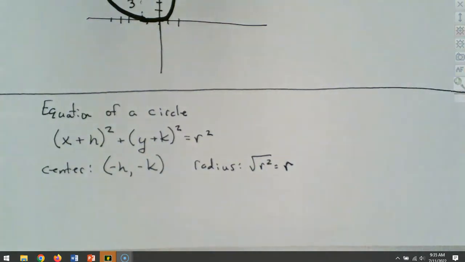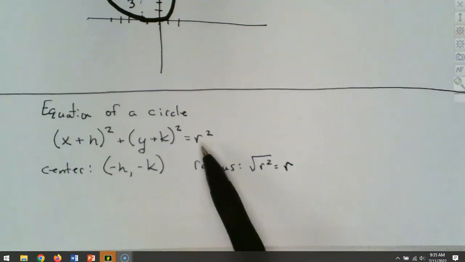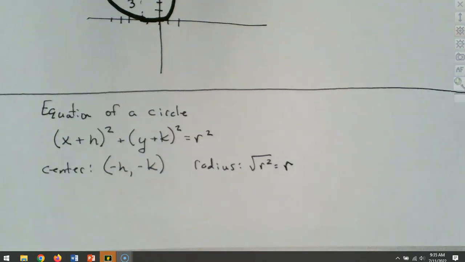So what we need to do when we look at these equations is we got to remember we switch the signs, and then we take the square root of that number, because that's r squared, and we want r, not r squared.